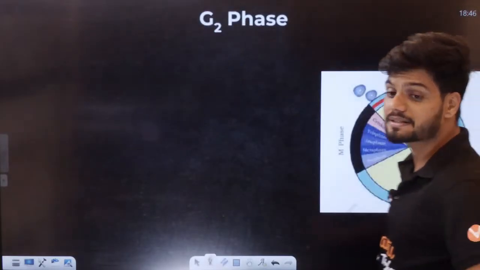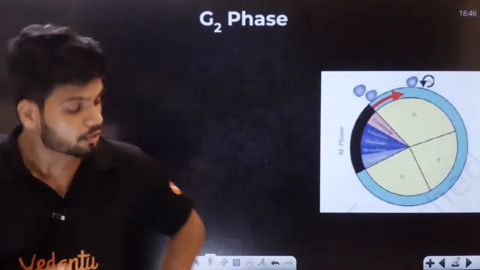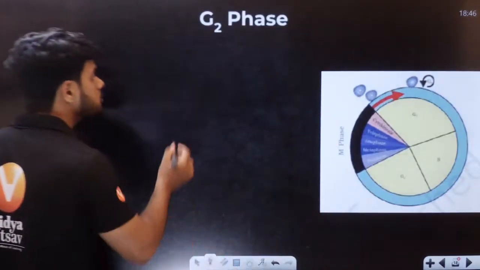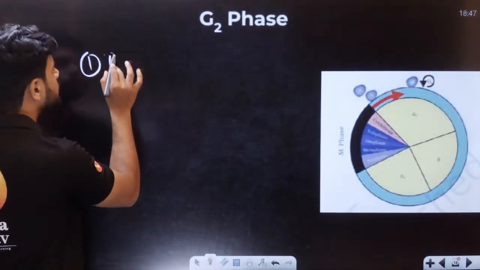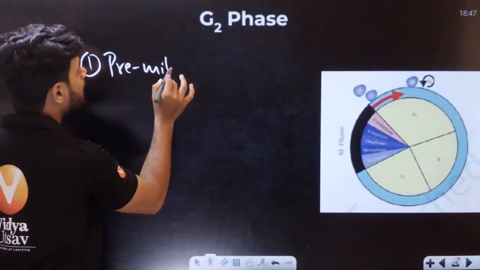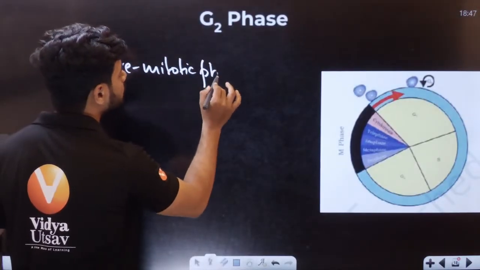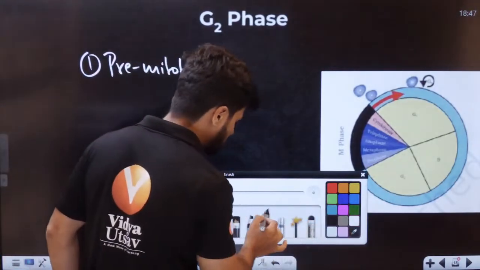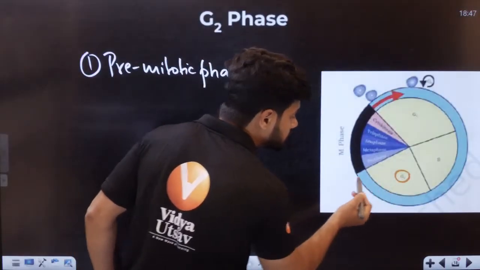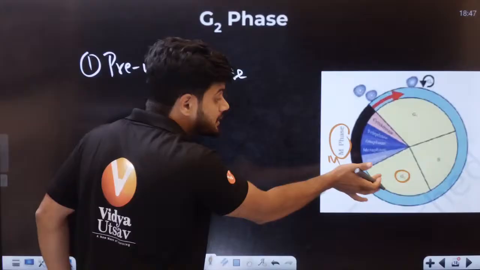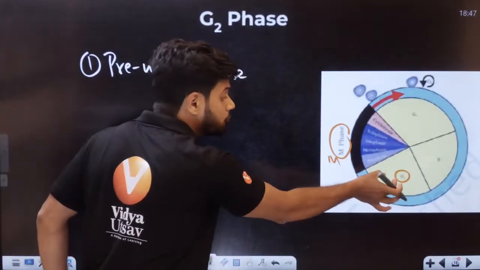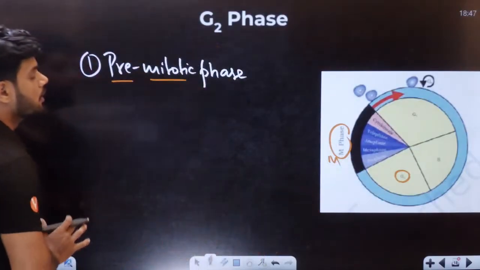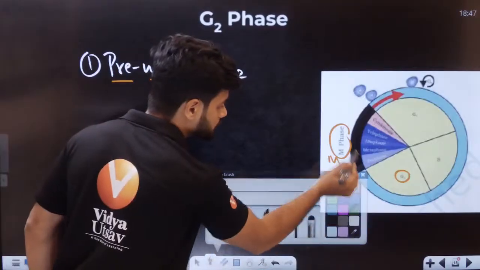Now, what exactly happens in the case of G2, students? The G2 phase is the second gap phase. It is also called the pre-mitotic phase. Why do I call it pre-mitotic, students? All of you know, this right here is our G2, and this right here is the M. G2 phase is happening before M, so the pre-mitotic phase is here.